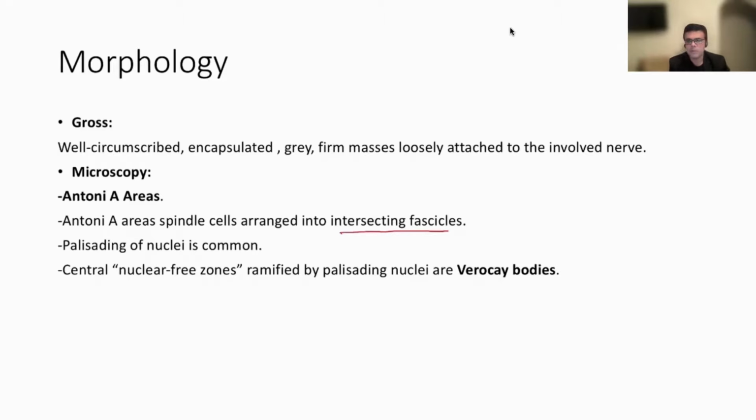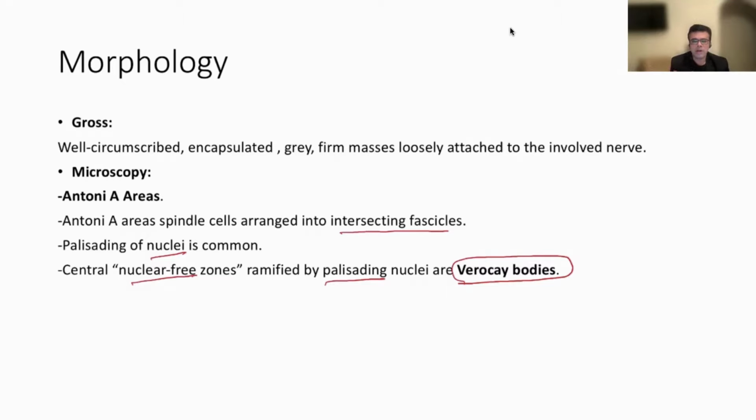Palisading of the nuclei is a common feature. You get parallel arrangement of the nuclei. Central nuclear-free zones are seen, flanked by palisading nuclei, and these are known as Verocay bodies. So, remember Verocay bodies, which are palisading of the nuclei with a nuclear-free zone. So nuclear-free zone, then there is palisading of nuclei, which is called Verocay bodies.